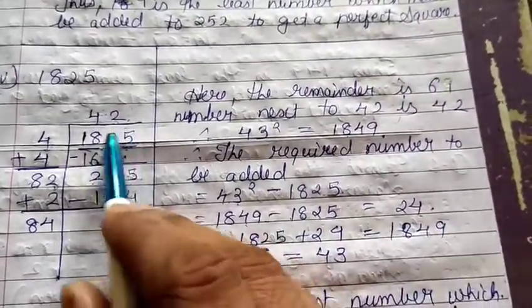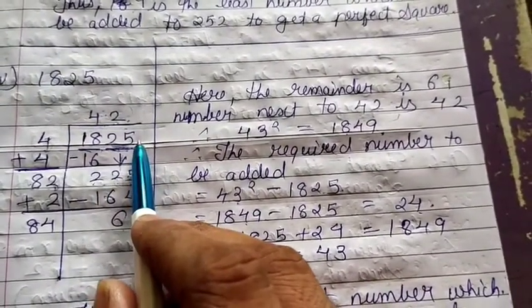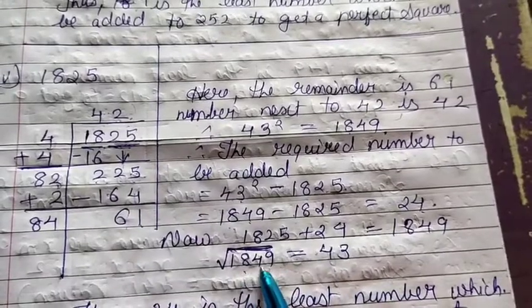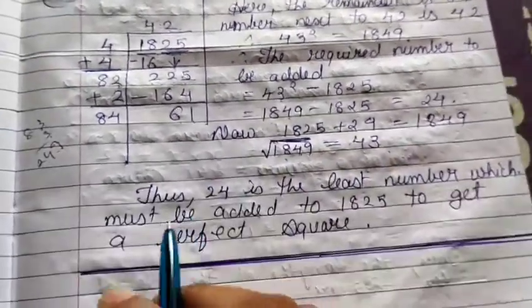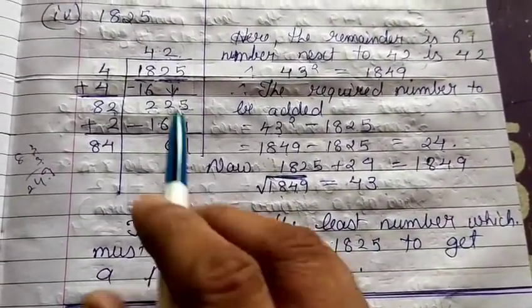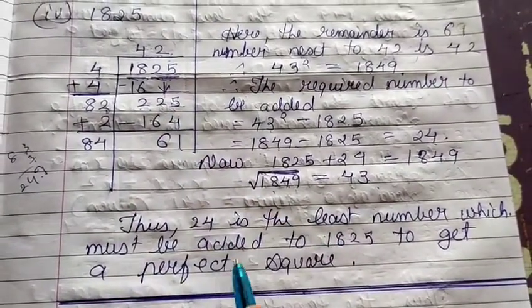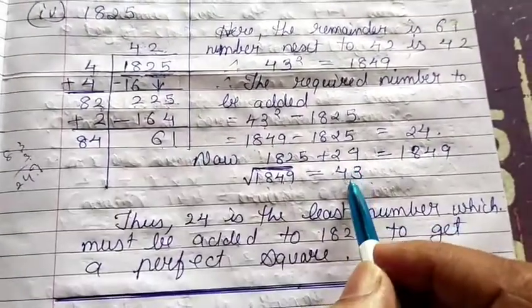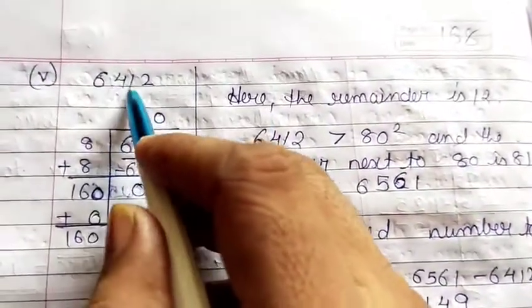Means this value is 24 short. So you need to add 24 to it, so that it will become 1849, which is a perfect square of 43. So when you find the root, you will get 43. So just write down, thus 24 is the least number which must be added to 1825, so that it becomes a perfect square value. Next question is 6412.